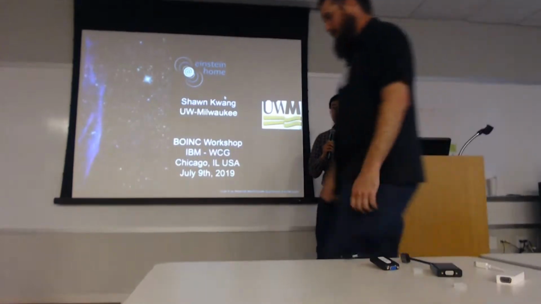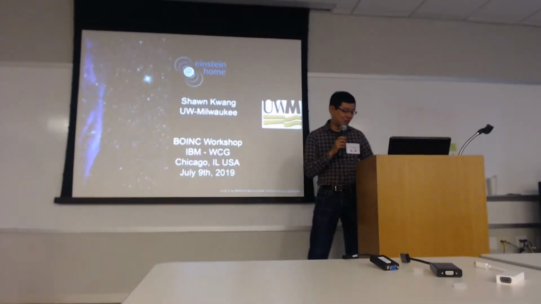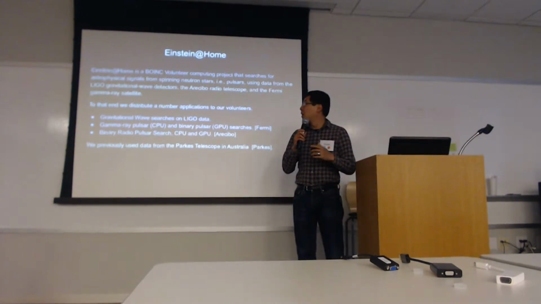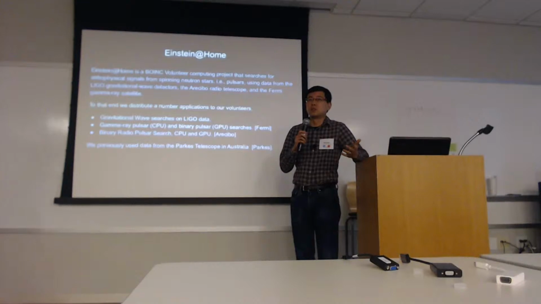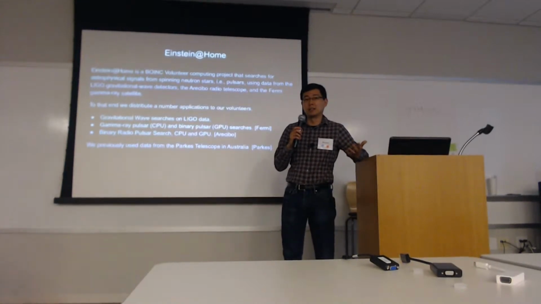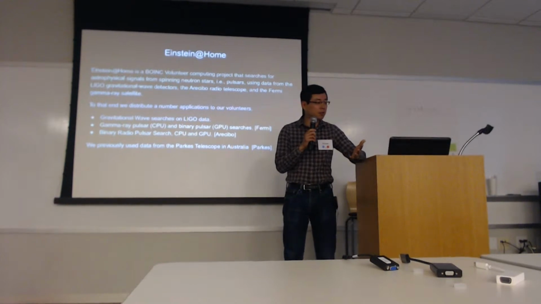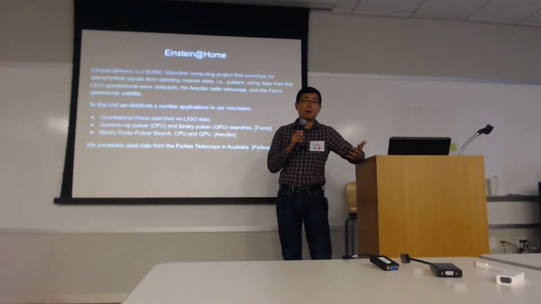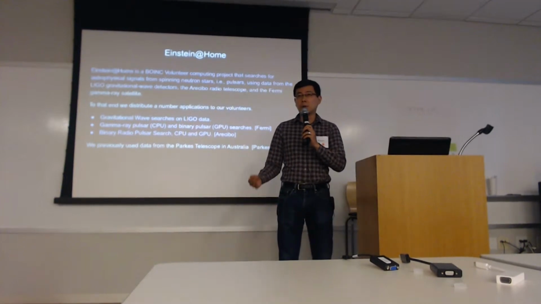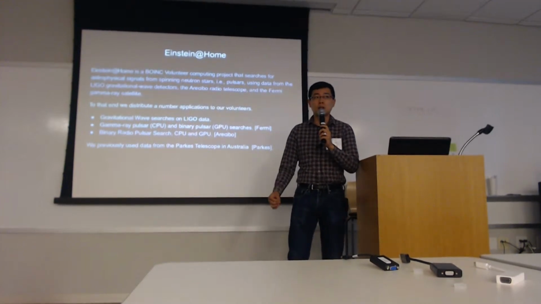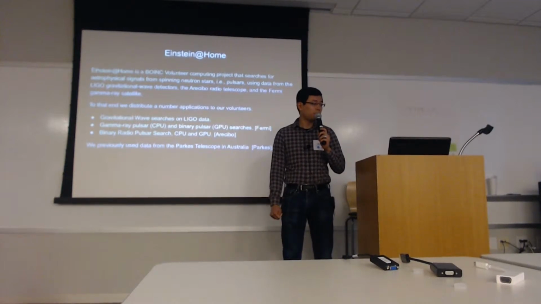So I'm Sean, and I am affiliated with the University of Wisconsin-Milwaukee, and I'll be talking about Einstein at Home. Einstein at Home, of course, is a BOINC volunteer computing project. It searches for astrophysical signals from space. Specifically, we're talking about spinning neutron stars, or pulsars. It uses the data from the LIGO experiment. It also uses data from the Arecibo radio telescope, as well as the Parkes telescope, and finally the Fermi Gamma Ray telescope, which is a satellite.